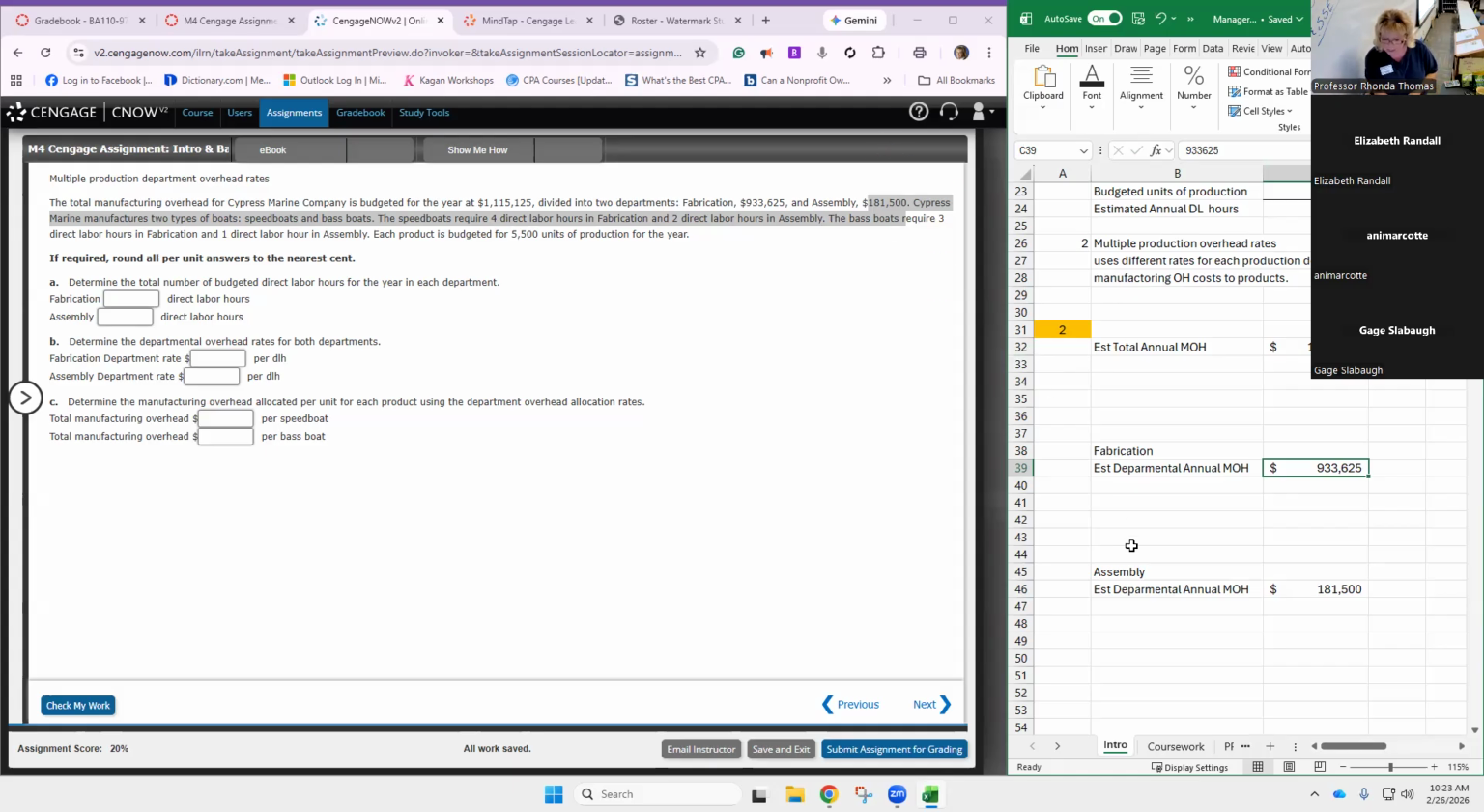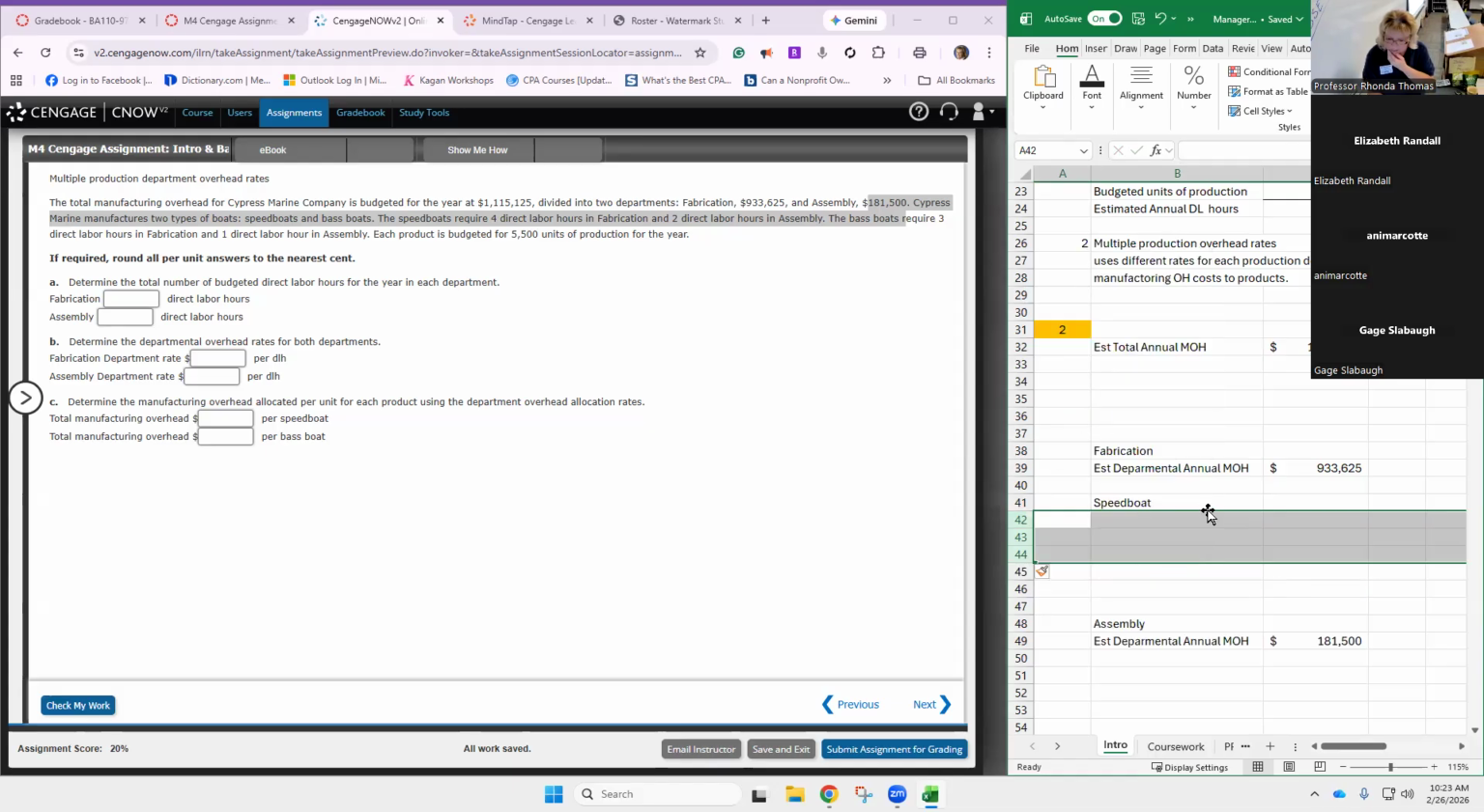Okay, we're going to do this. We've got the totals. So then we're going to go ahead and put speedboat and bass boat and speedboat and bass boat and put the hours that they have for that department. So let's put speedboat underneath fabrication, and move this down just a little bit. And then we'll do assembly. Then we'll do bass boat.